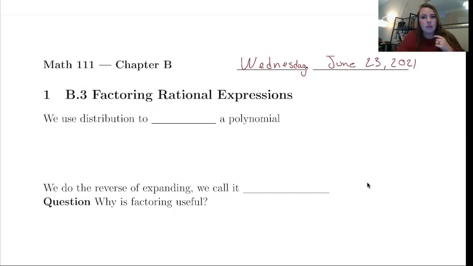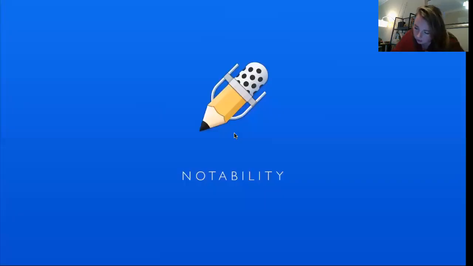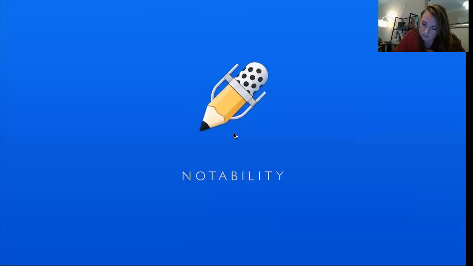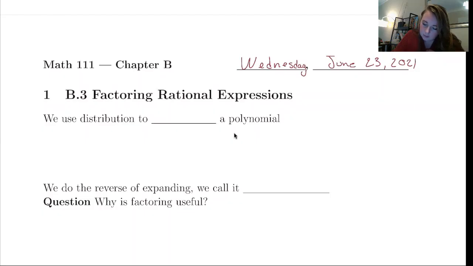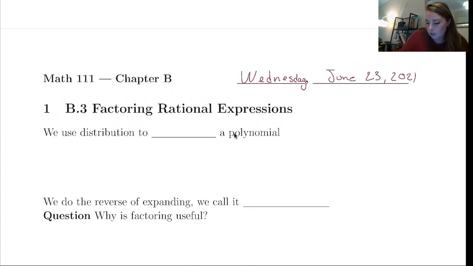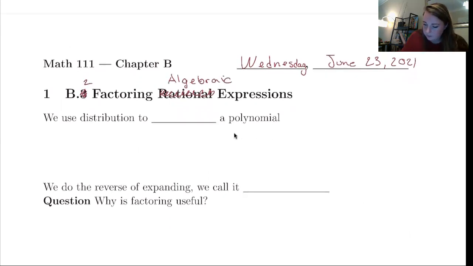This is supposed to be B2. Factoring, is that supposed to? Factoring rational expressions. Am I on the wrong thing? Rational expressions. Factoring rational expressions. One second. We're on the right thing. This is supposed to say factoring algebraic expressions, and this is B2. All right, cool.